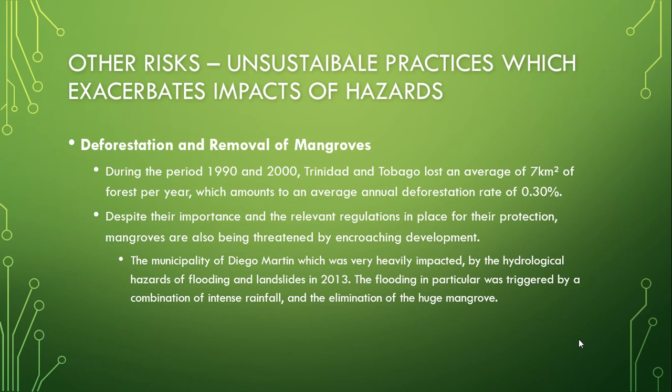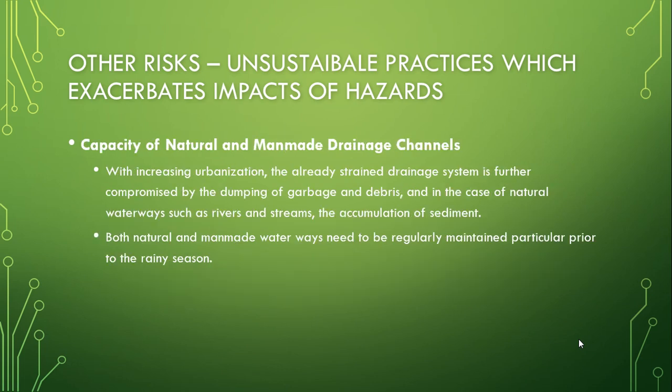For example, we have the municipality of Diego Martin, which was very heavily impacted by flooding and landslides in 2013. Much of this has been attributed to flooding that was triggered by the combination of not only intense rainfall but by the elimination of huge mangroves that naturally occurred nearby. Additionally, we have the capacity of our natural and man-made drainage channels being compromised.